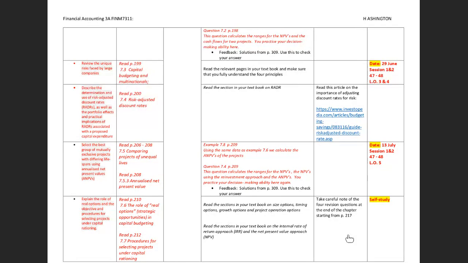And then just take note right at the end over here. This is the last learning objective. I've made a note to say, take careful note of the 4 revision questions at the end of the chapter starting from page 217. So it might not be page 217 anymore, because I say that's the 2020 textbook, but remember those end of chapter revision questions in your finance textbooks are very important. Those are more comprehensive questions. They're not as simple as the ones inside the chapter, and those are usually the level of question that you will be asked in an assessment.